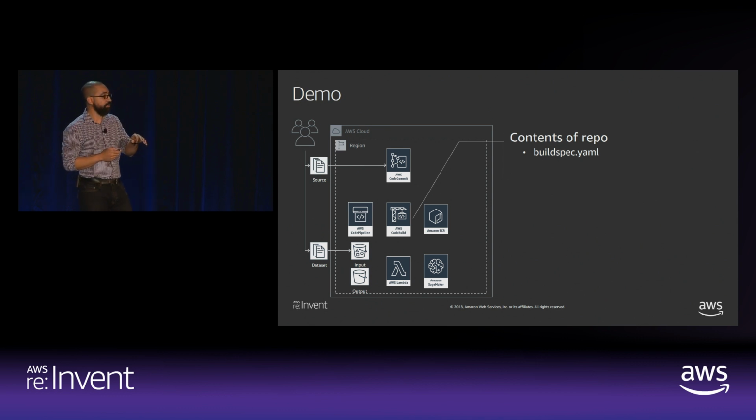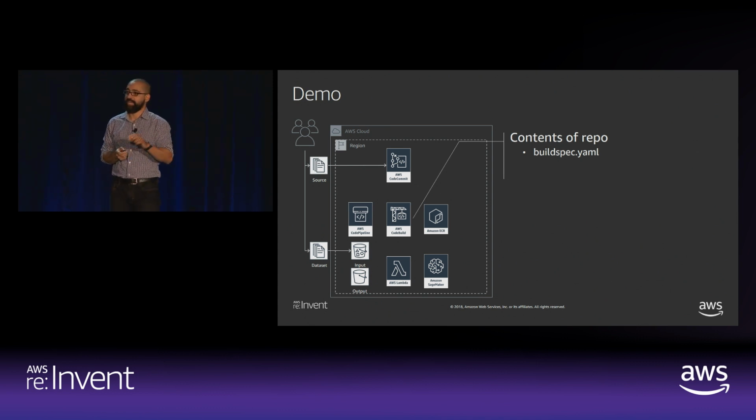I've configured CodeBuild to look for that file in the root of the source code directory, which, as you'll remember, was copied to that S3 bucket that's only available to the pipeline.